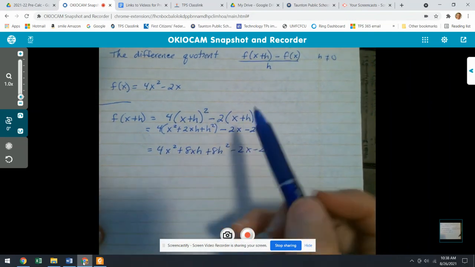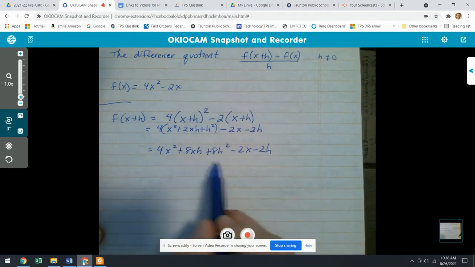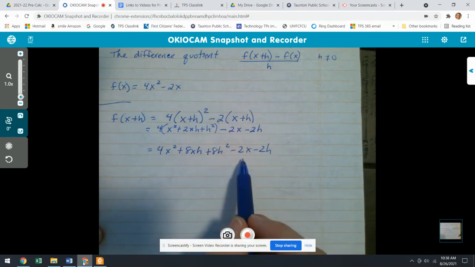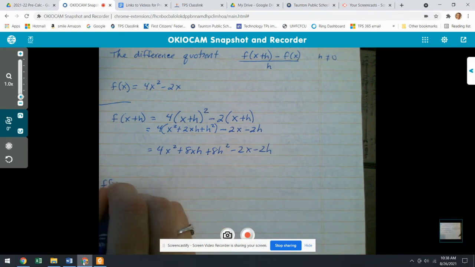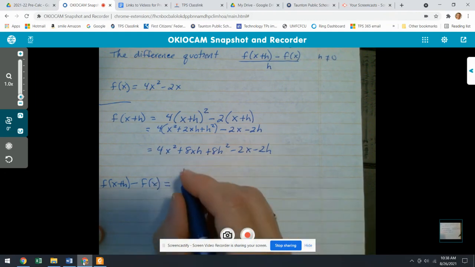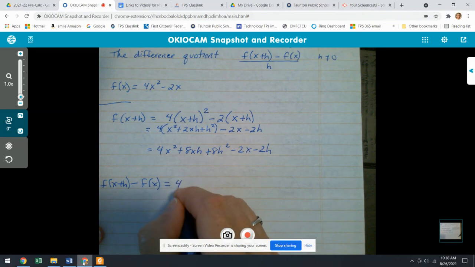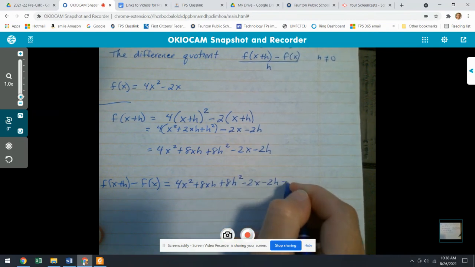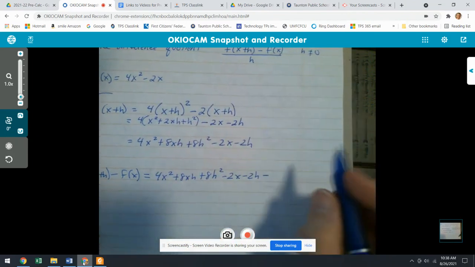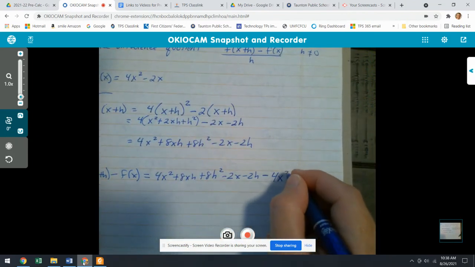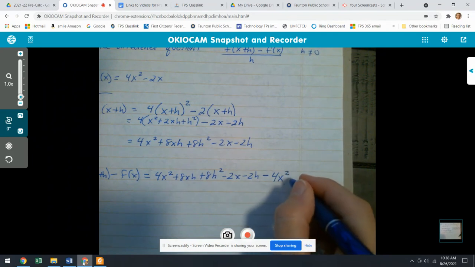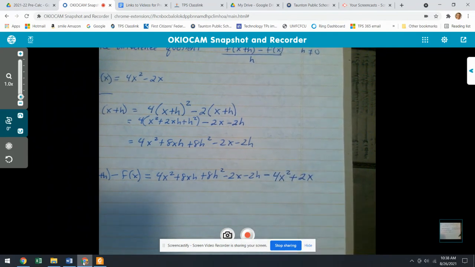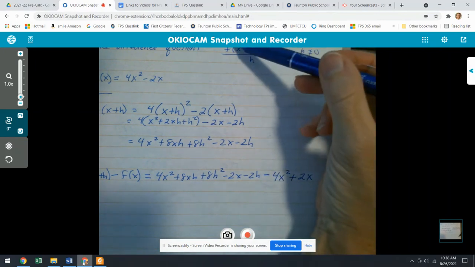All right, now we have f of x right here. So we're going to take all of this that we just wrote. So f of x plus h minus f of x. What does that look like? Well, it looks like all of this. Are there any like terms to combine? No, we cannot. So 4x squared plus 8xh plus 4h squared minus 2x minus 2h minus the original function. Okay, so it's going to be minus 4x squared, and it's minus a negative 2x, so plus 2x. Okay, so we've taken care of this complete numerator.